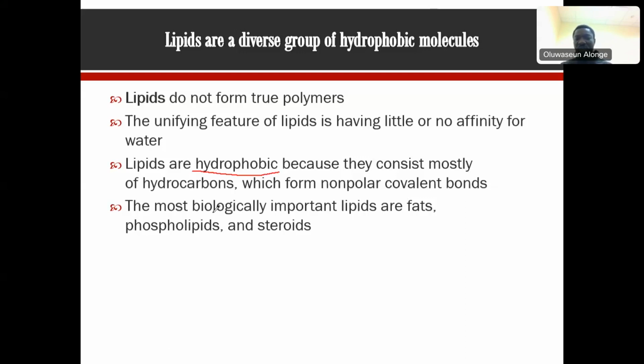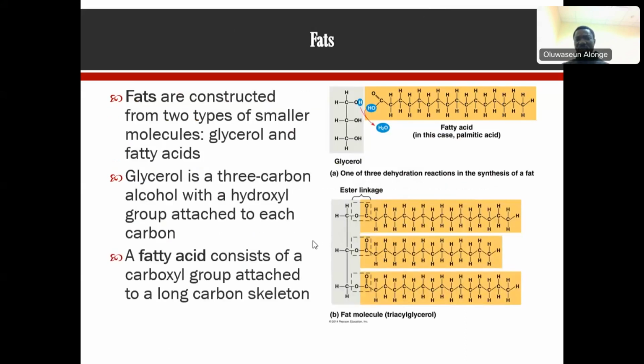Now, the most biologically important lipids are the fats, phospholipids, and steroids. And I'm going to touch base on them as we go. So fats are constructed from two types of smaller molecules, which are different. Like I told you, we cannot categorize glycerol and fatty acid into any category. They are extremely different categories. So we can't say they are monosaccharides. So fatty acid is a group, glycerol is a different group, unlike carbohydrates, where you can say these are monosaccharides, right?